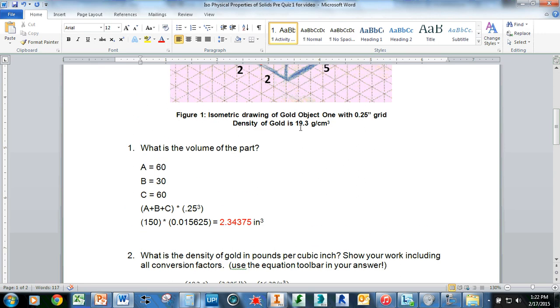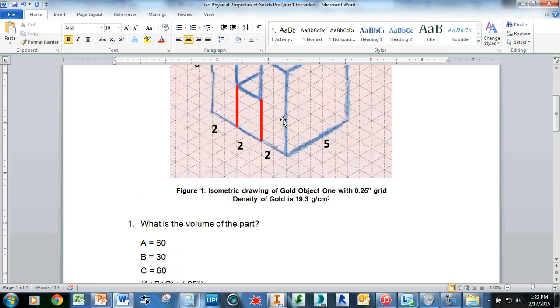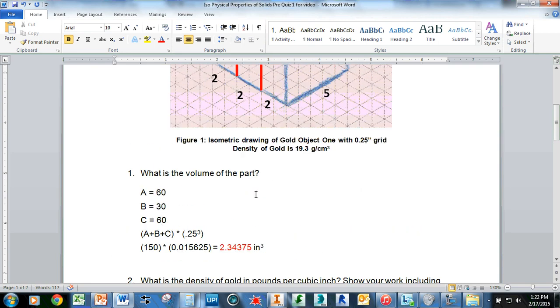Now, up here I've given you the density of gold in grams per cubic centimeter. So every one of these cubes right here I'm giving to you as a centimeter cubed and not an inch cubed. And we're saying it's 19.3 grams for every one of these little cubes that we see here. So we have to convert.